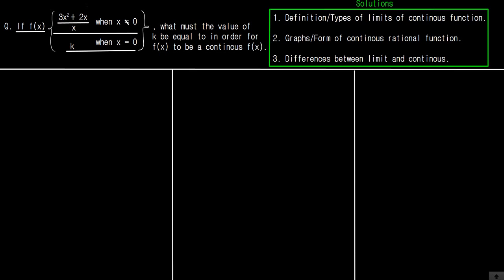Our main question is: what must our k value be equivalent to in order for the function f of x to be a continuous function? Well, before we solve this question, we need to think about what this question is about before we apply what we know in order to solve it.